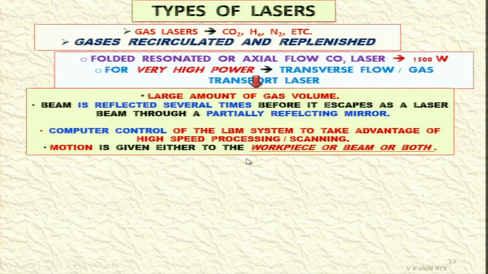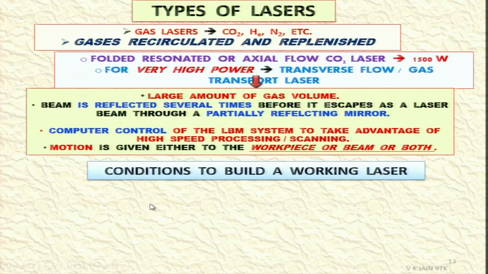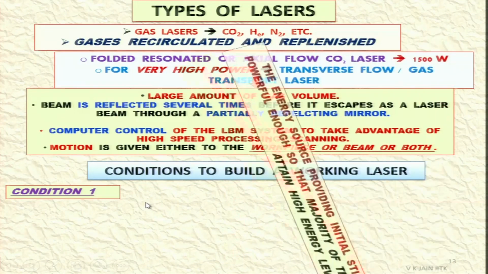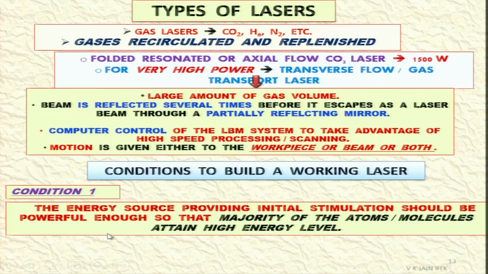Motion is given either to the workpiece or beam or both, so that you can create different kinds of features on the workpiece. Conditions to build a working laser. Condition 1: the energy source providing initial stimulation should be powerful enough so that the majority of the atoms or molecules attain a high energy level. We have already seen this, attaining high energy level, with the figure E0 to E3 and then reverting back to E0.